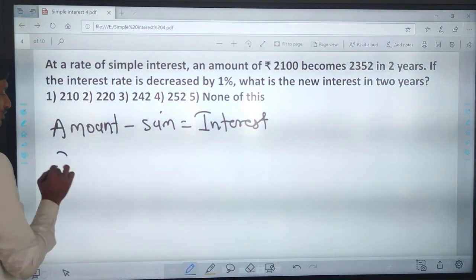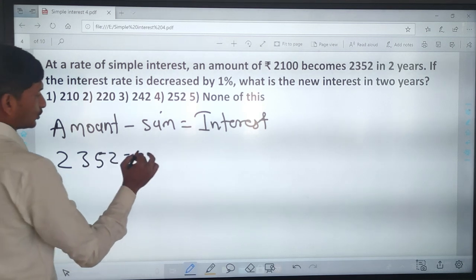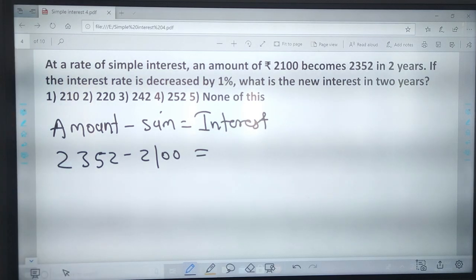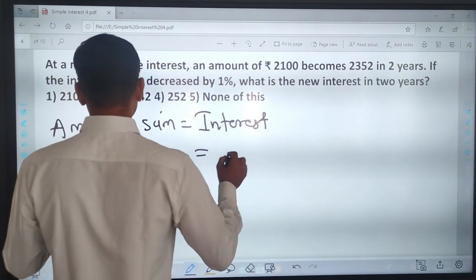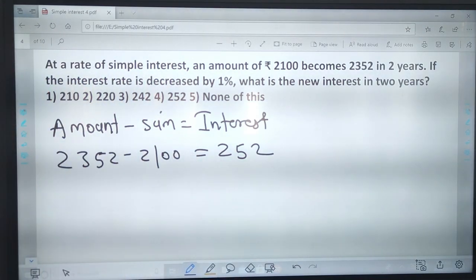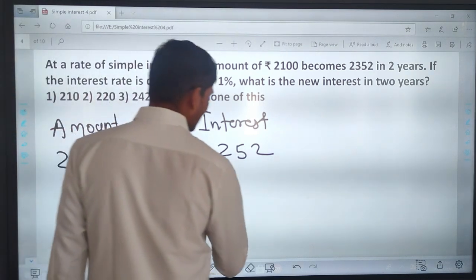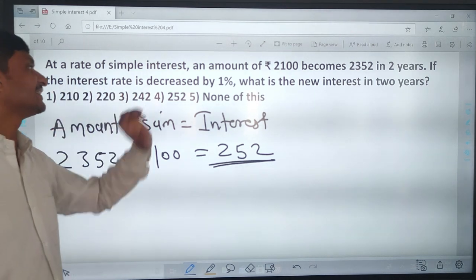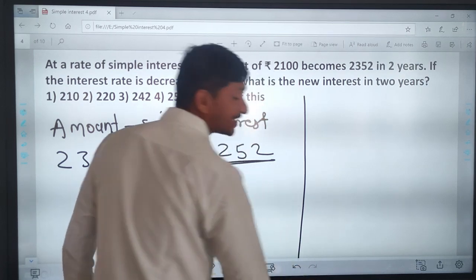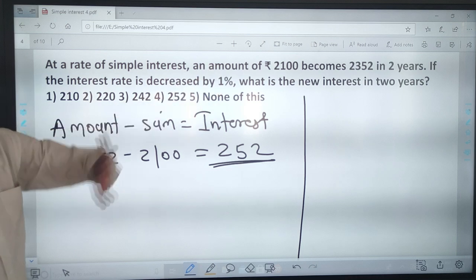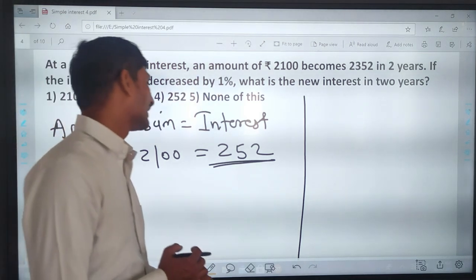Your amount is 2352. Your sum is 2100. Then your interest is the subtraction of these two, which is 252. Now firstly the interest is 252. If the interest rate is decreased by 1%, now we find the new interest.